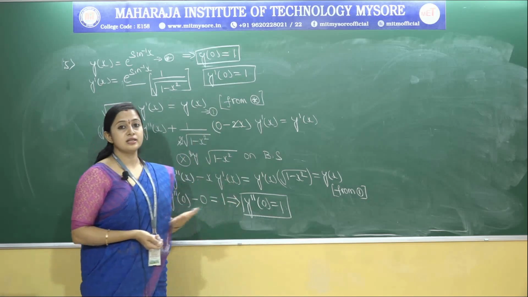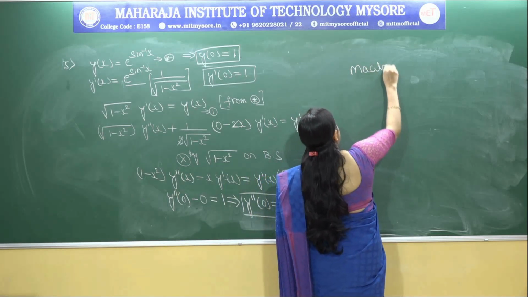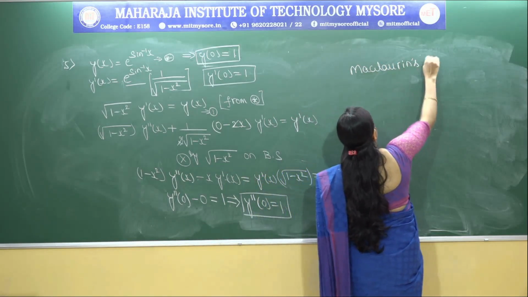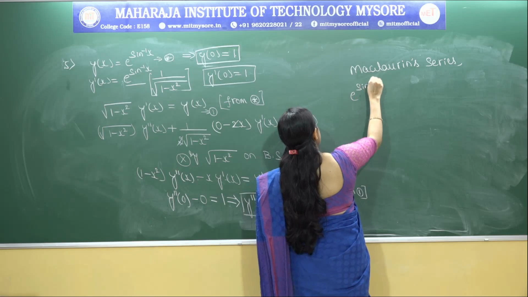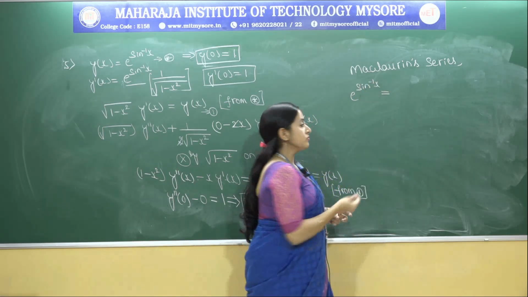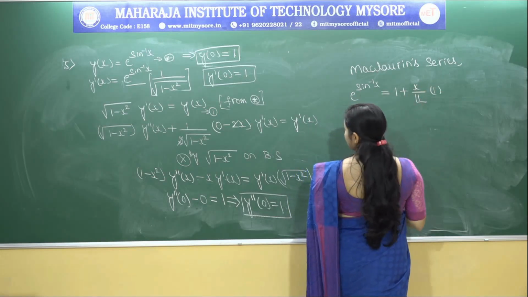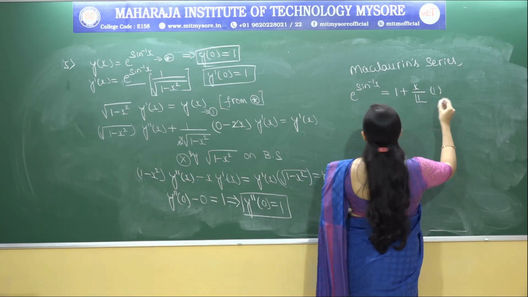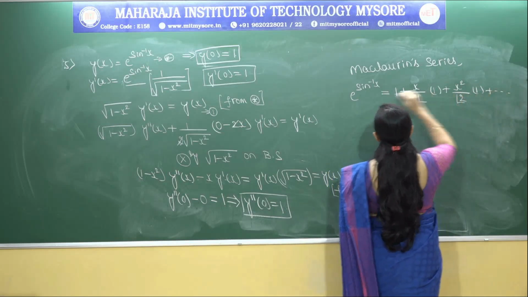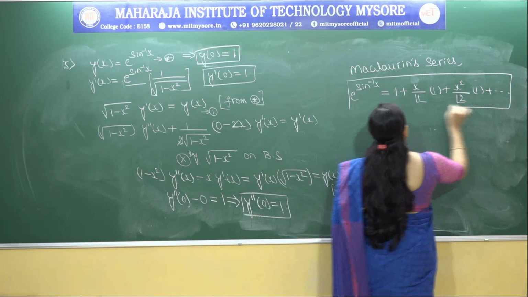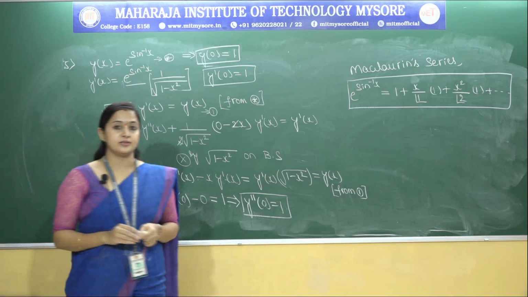Or else, since you got 3 terms in a series, you can write the Maclaurin series. They gave the function as e power sin inverse x: y of 0 equal to 1, plus x by 1 factorial, y dash of 0 is also equal to 1, plus x square divided by 2 factorial, y double dash is also equal to 1. This is the series for e power sin inverse x. Thank you.